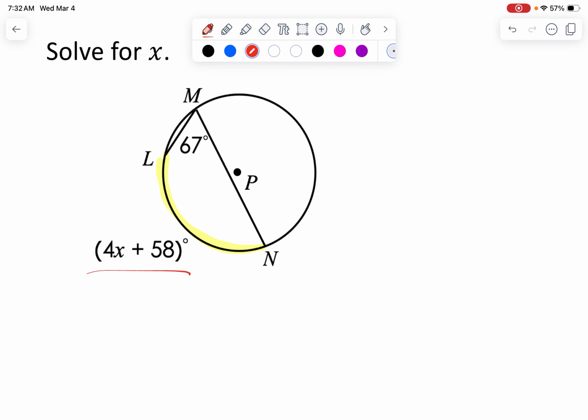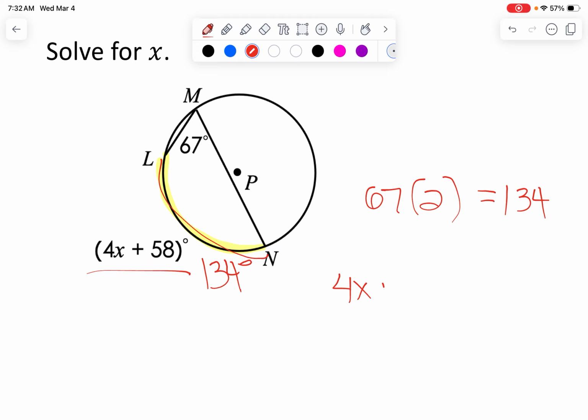Now, I also can figure out what that is by doubling 67, right? 67 times 2, right? That'll tell me what this is. So that's 134. So really, I also know that this arc here is 134 degrees. So now I can just say, well, 4x plus 58 equals 134.